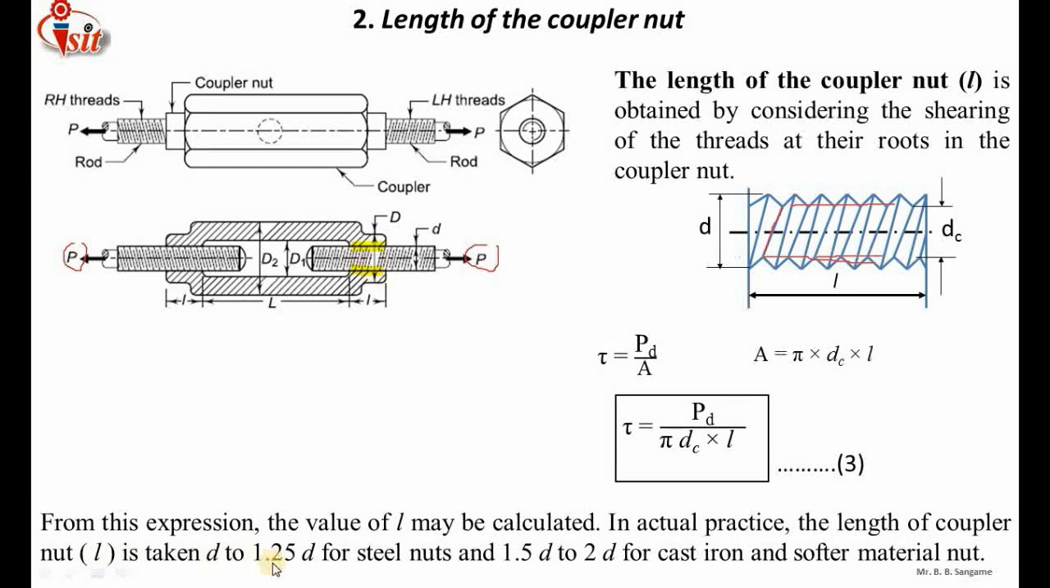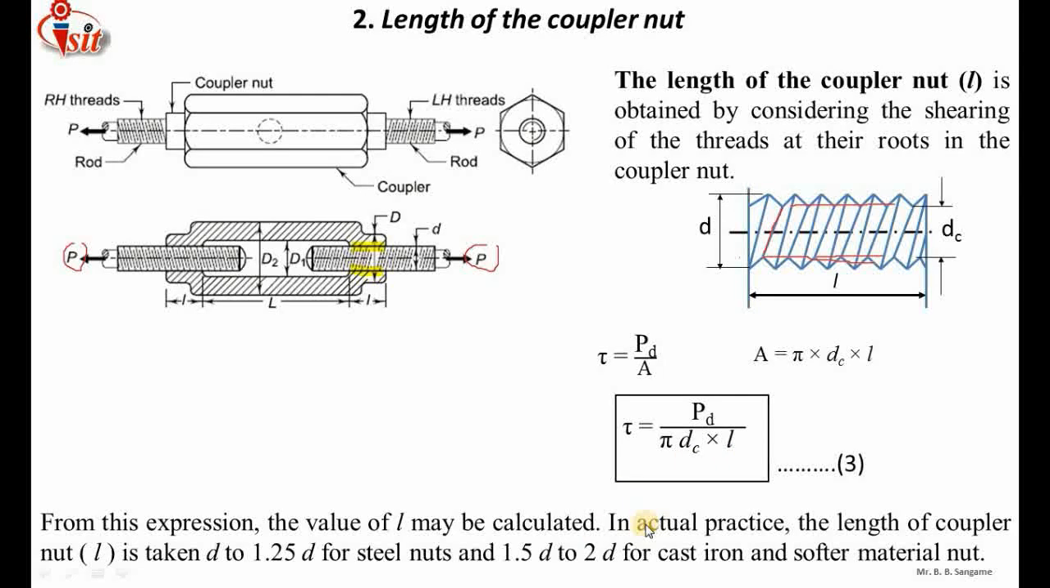Length can be taken as d to 1.25 d for steel nuts, and for the cast iron nuts, L is equal to 1.5 d to 2d, for cast iron and softer materials. So according to the material of the nut, we can calculate the length of the nut in two ways, according to this formula or by using this empirical relation, and we have to select the maximum one among these. So here we can calculate the length.